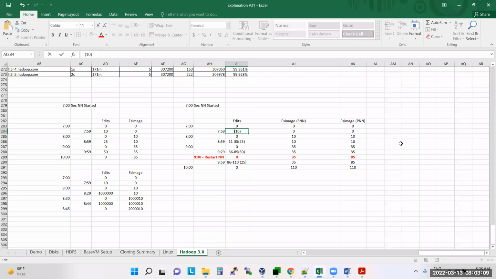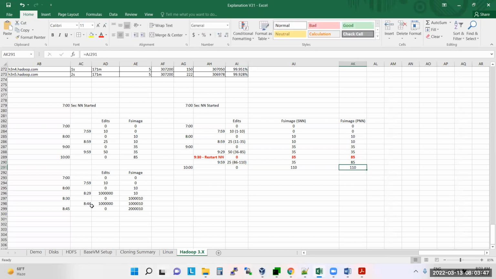I have 10 edits, so it means 1 to 10. Yes or no? Here I have 25 edits. Here you have 50 edits, it means 36 to 85. So 25 edits, which is nothing but 86 to 110. Yes or no?